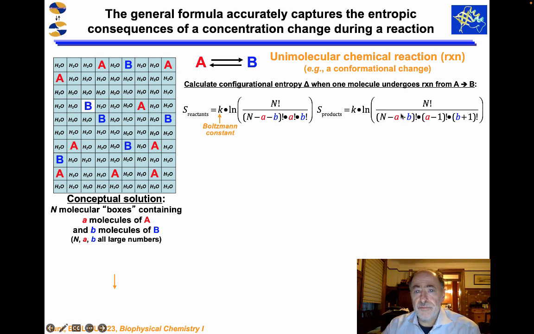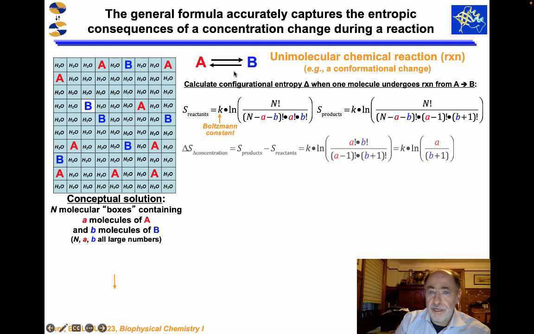Now, when 1 A goes to 1 B, this goes up by 1, that goes down by 1. Fine, that cancels out. A goes down by 1 and B goes up by 1. This is the same counting exercise we did before, but now rather than just looking at the A concentration, we're looking at an A to B conversion. I will let you step through the math yourselves, but this is trivially done. What you rapidly get to when you simplify this is the change in the entropy of the spatial configuration.